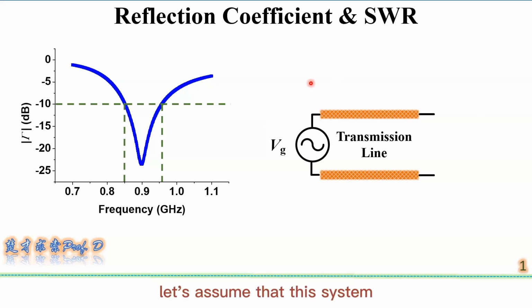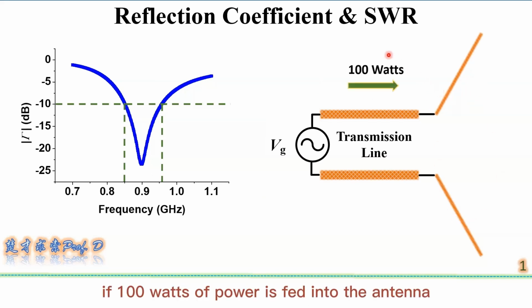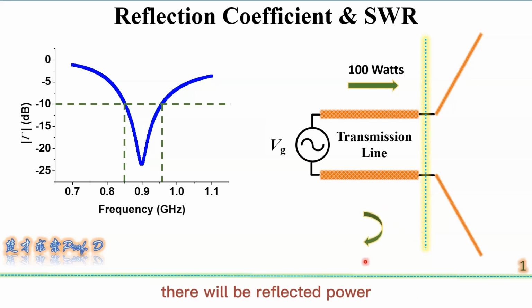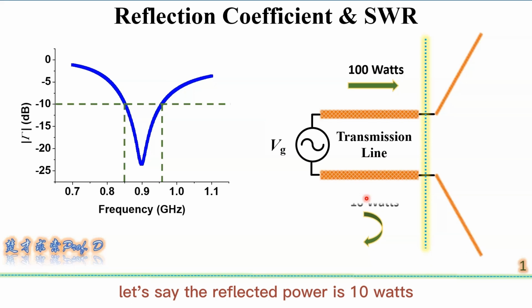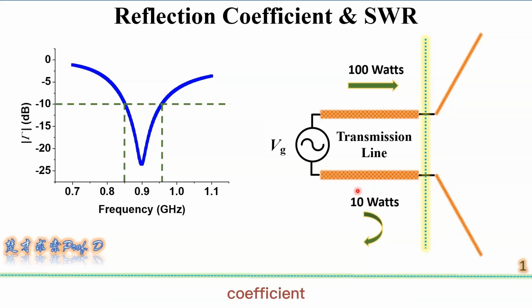Let's assume that this system is connected to a load such as an antenna. If 100 watts of power is fed into the antenna, due to the imperfect matching at this reference plane, there will be reflected power. Let's say the reflected power is 10 watts. What's the corresponding value for the reflection coefficient?